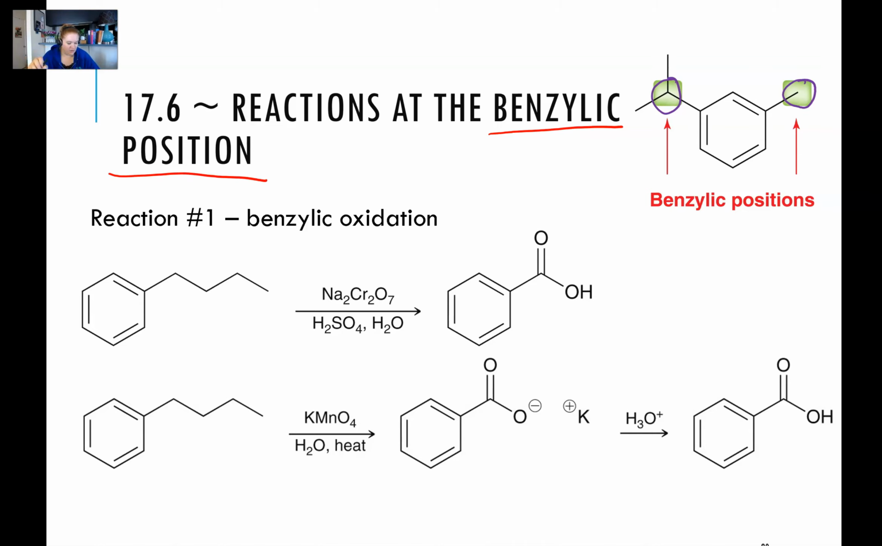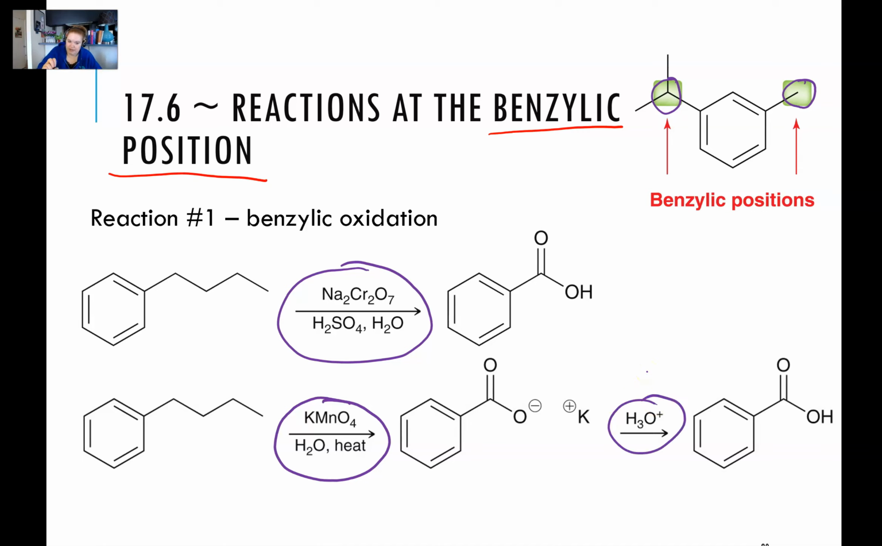So our first reaction here is an oxidation, and so we are reacting it with sodium dichromate, sulfuric acid, and water. The other option is potassium permanganate, heat, and water, followed by acid. So this one could be written out as KMnO4, water, heat, and then the second step is H3O+.